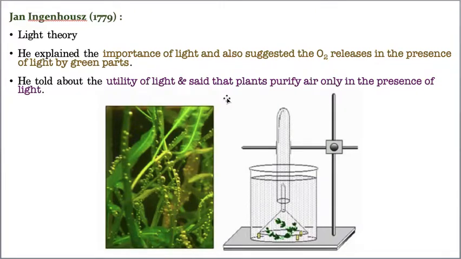Point number one. Point number two is he suggested that oxygen is released only in the presence of the light by the green parts of the plant. If light is not there, there won't be any release of the oxygen. Hope you understood? So this is about Ingenhousz's contribution towards photosynthesis.